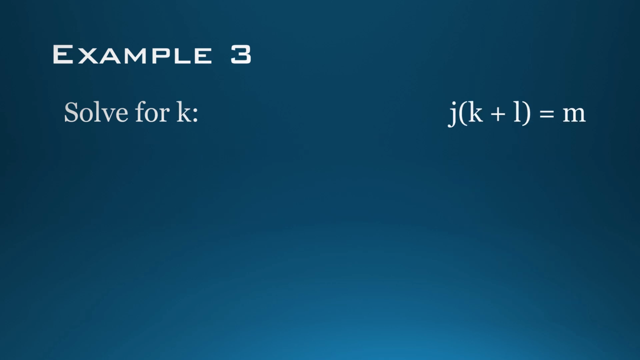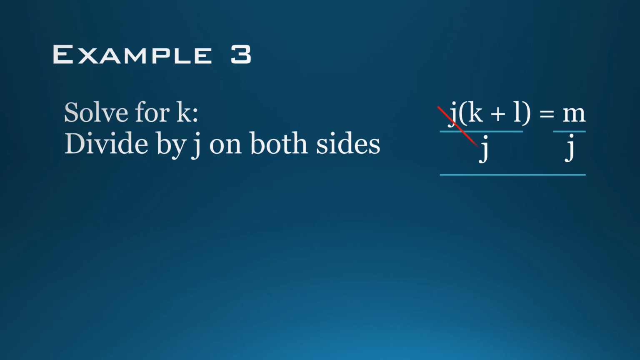Number 3, solve for k. Oh, now this one looks a little weird. At first glance you're going, oh wait, I have to distribute that. The j has to multiply by the k and the l. But guess what? We're not trying to solve this. We just need to get k equal to something. So we're going to divide both sides by j, because that gets rid of that j altogether. We don't even have to worry about that.